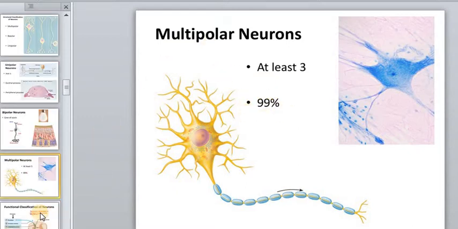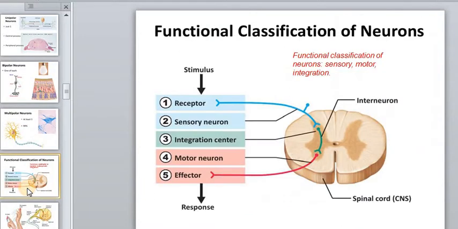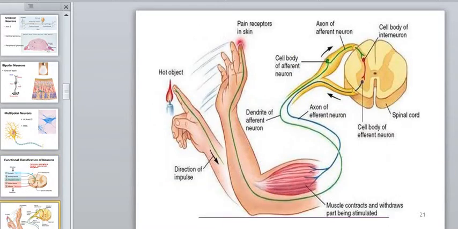Functional classification of neurons. Next, sensory neurons. We can also call these neurons afferent neurons. Then interneuron and motor neuron, or efferent neuron. So here we see the reflex arc.